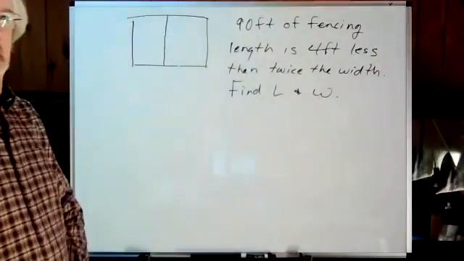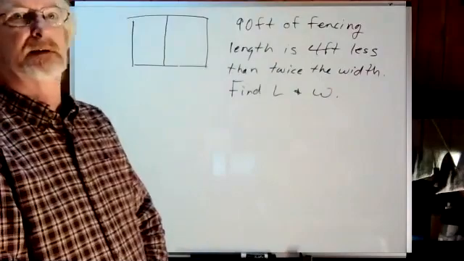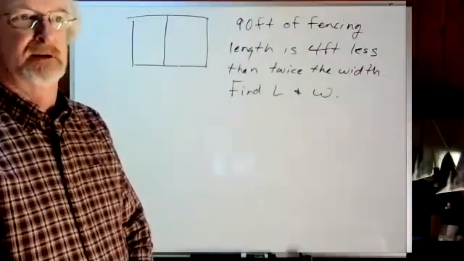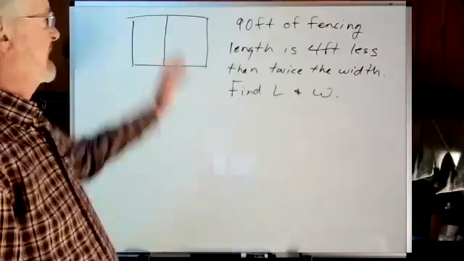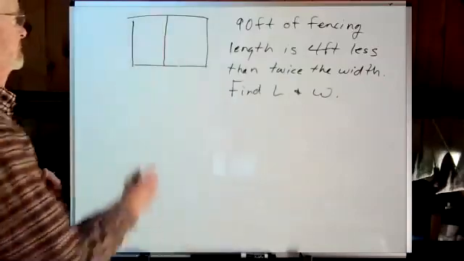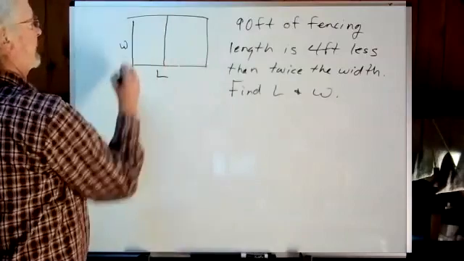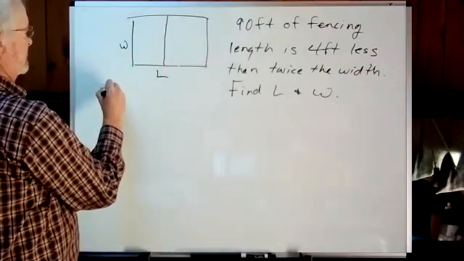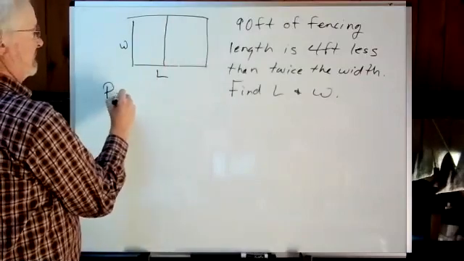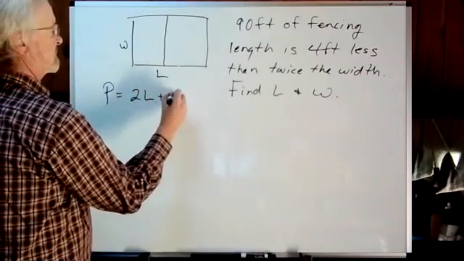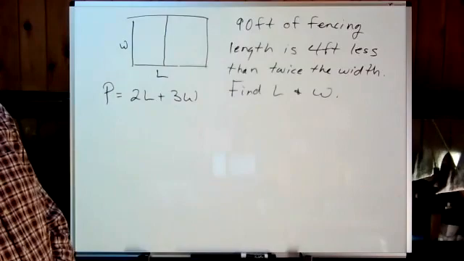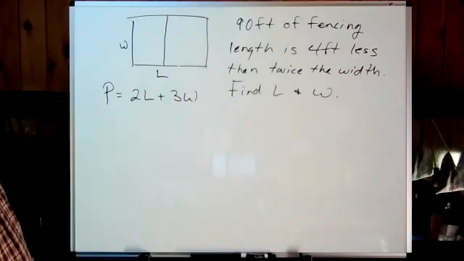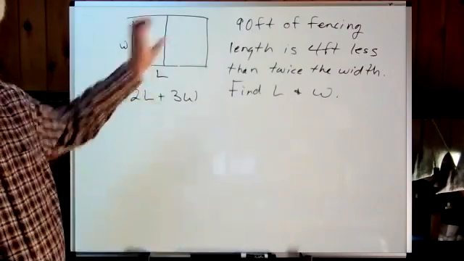Here's one of those. It's kind of like a perimeter problem. Remember I said you should know perimeter is twice the length plus twice the width. But here, because of that extra piece of fencing, I'll call it perimeter, but it's twice the length plus 3 times the width. All right, there's 3 widths in this figure. So there's my made-up formula for this problem.